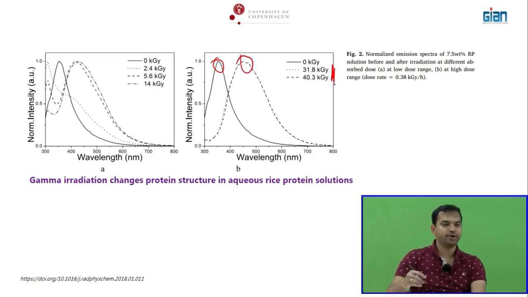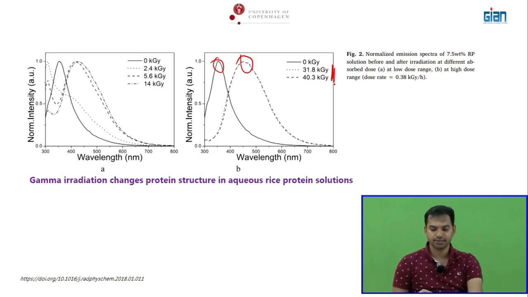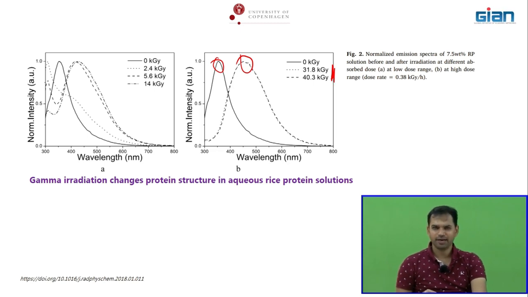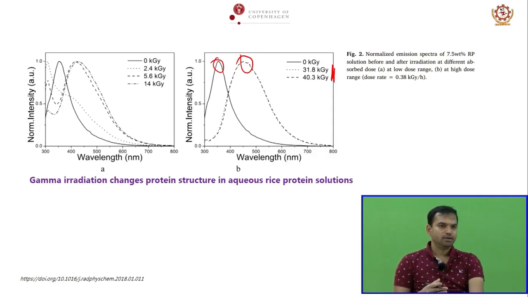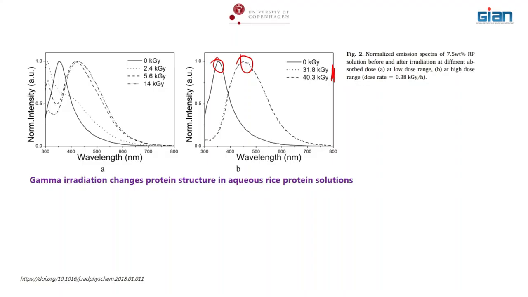They use different intensities of gamma irradiation. I think Gy is called gray, right? They measure it based on gray, right? Gray is the unit of irradiation for gamma irradiation. Okay. So you can clearly see that we are having a red shift, right?